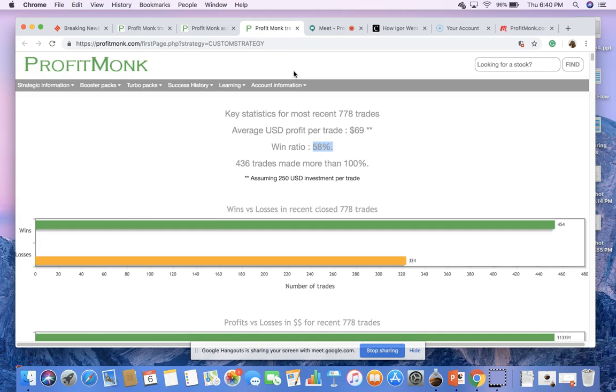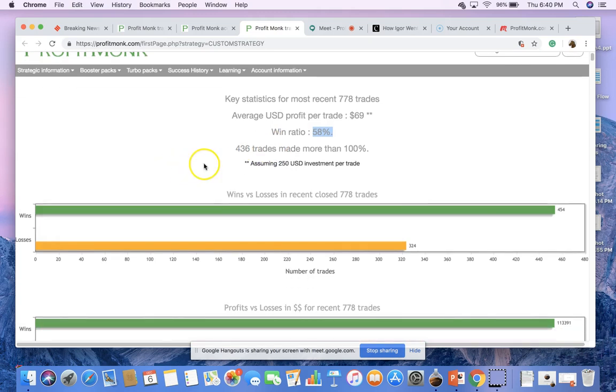Yes, that's absolutely correct. So that's how it works. And it also helps you simulate all these 3 strategies together. So that's another advantage.